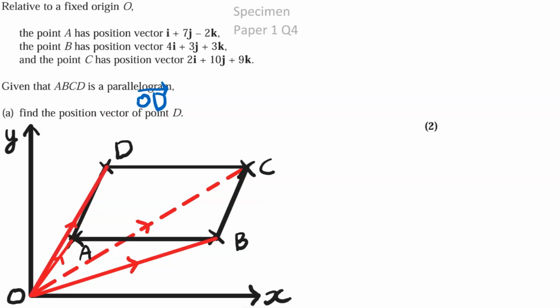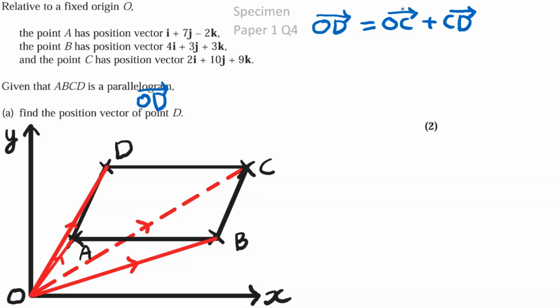Okay, so let's figure this out using what we know about vectors and how to find vectors. So we need to find the vector going from O to D. There's a few ways you can do this question. What I'm going to do is go from O to C first, so it's going to be OC, and then from here let's go from C to D, in this direction here. So what that means is that OD is equal to OC plus CD, like this here.